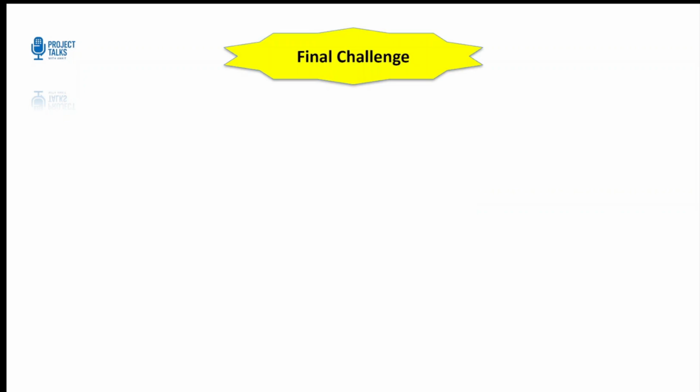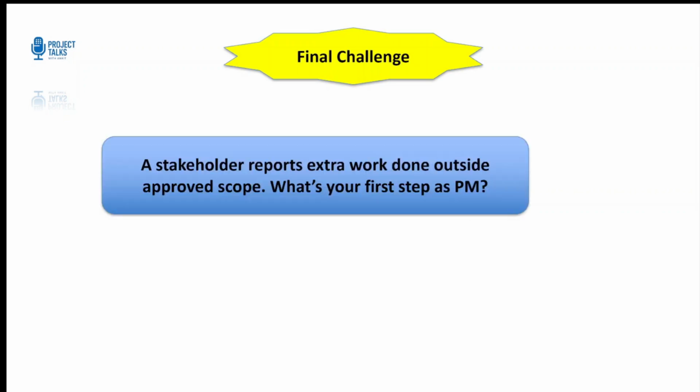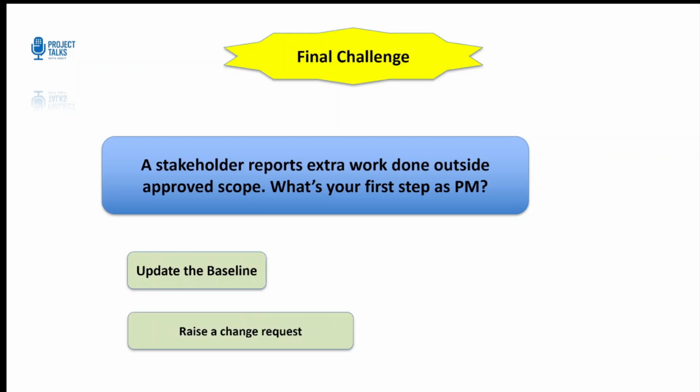All right, time for the final challenge. A stakeholder reports extra work done outside approved scope. What is your first step as a PM? Very tricky one. Will you update the baseline or will you first raise a change request? Do mention your answers in the comment.